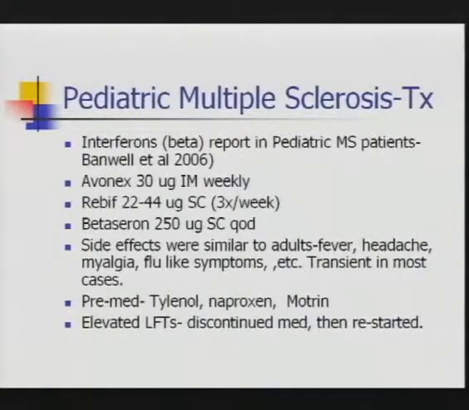And we have just a little bit of data that's actually in the literature that helps us out. Avonex, Rebif, and Betaseron, we have used all three of those. And the side effects that you see in pediatrics are very, very similar to what you see in adults: fevers, headaches, myalgias, flu-like symptoms, etc. Most of them are transient and actually can be improved by pre-medication. Sometimes you can get elevated liver function tests, which will go away if you discontinue the med, and sometimes you can restart the meds, and that is helpful in terms of treatment.